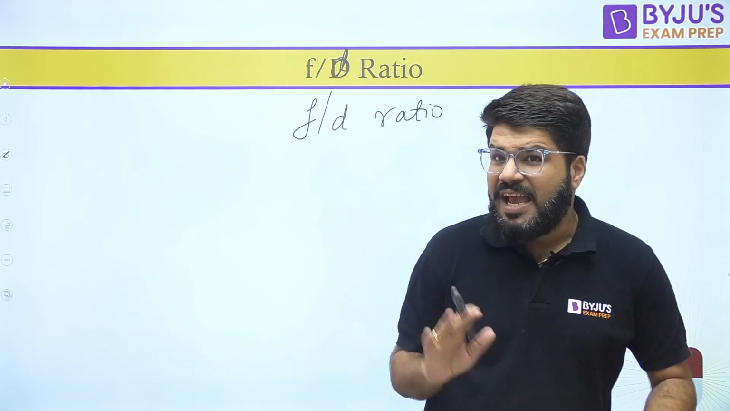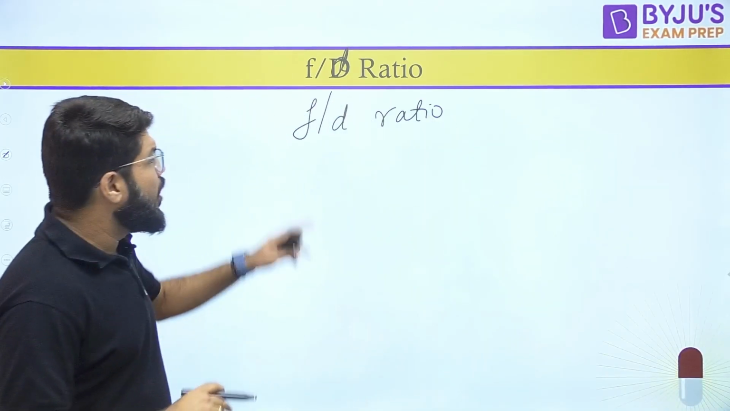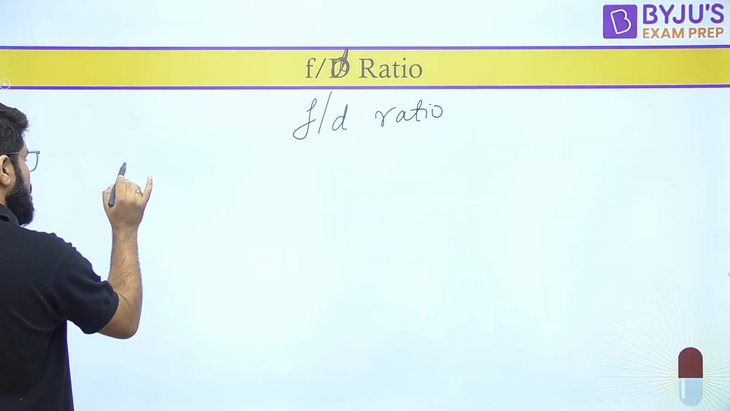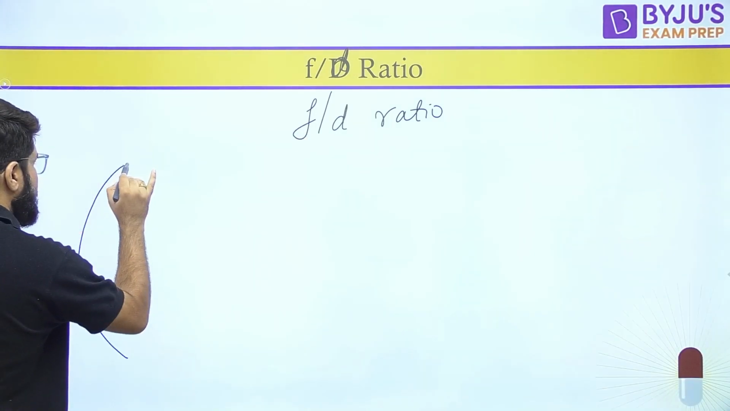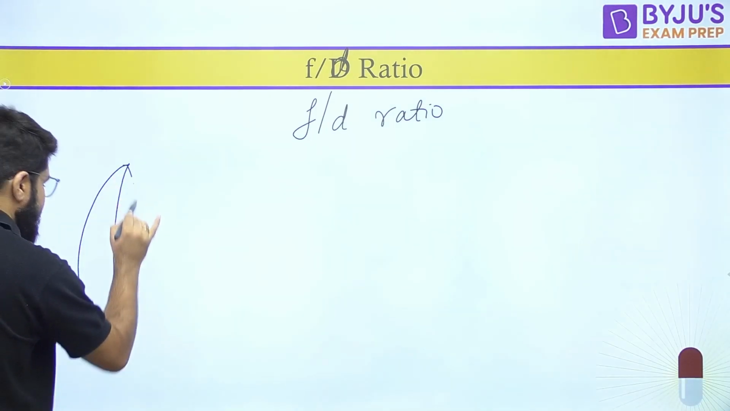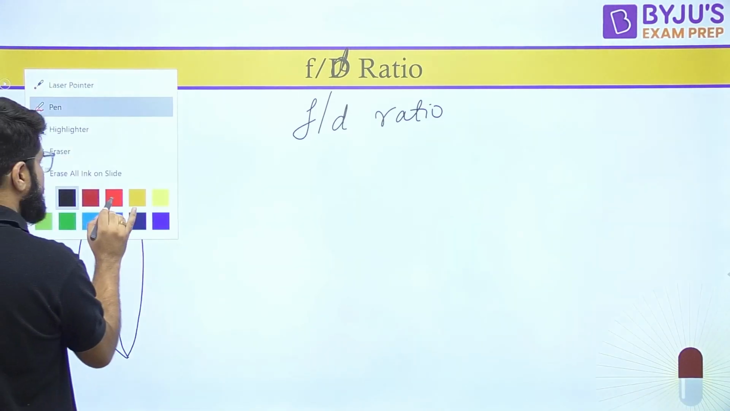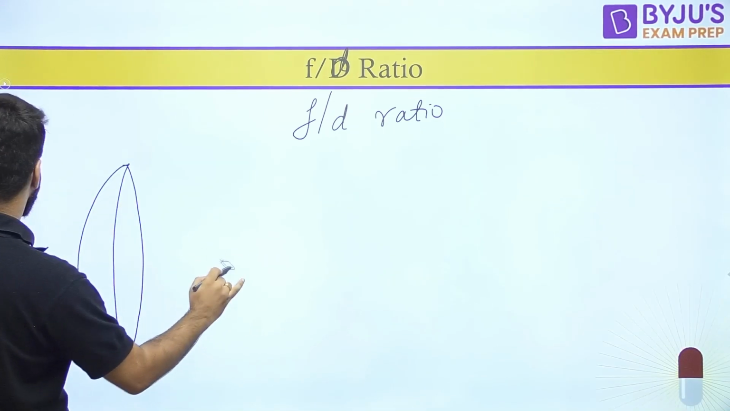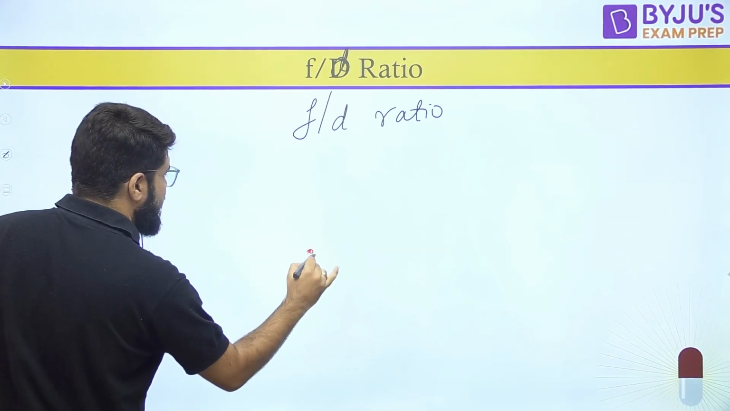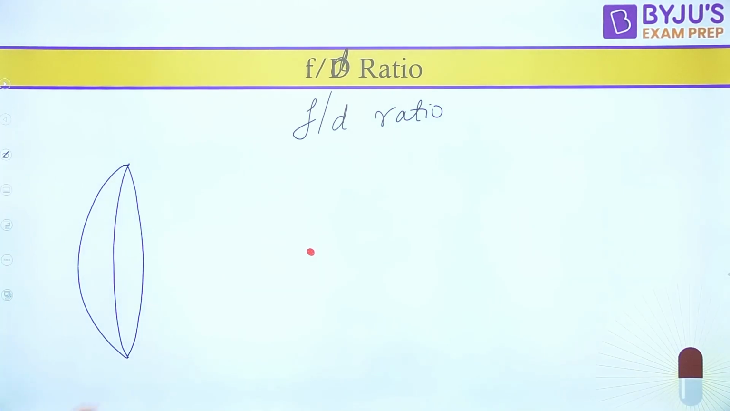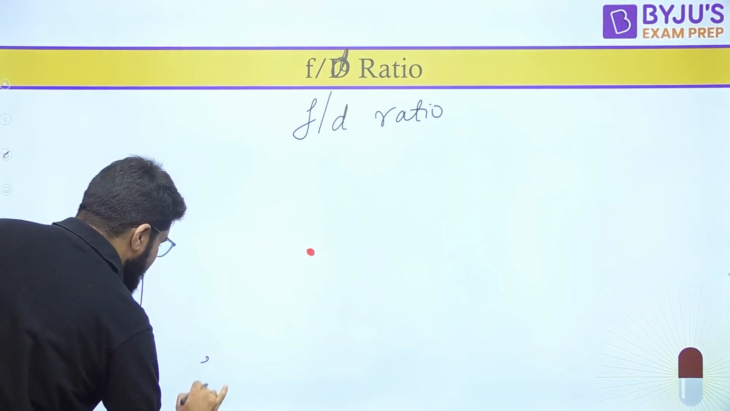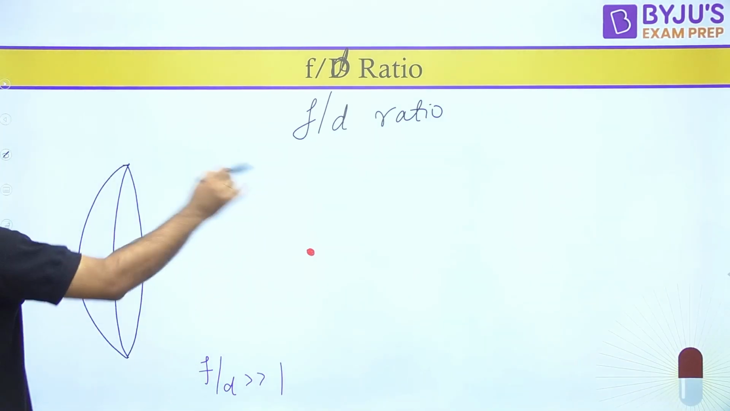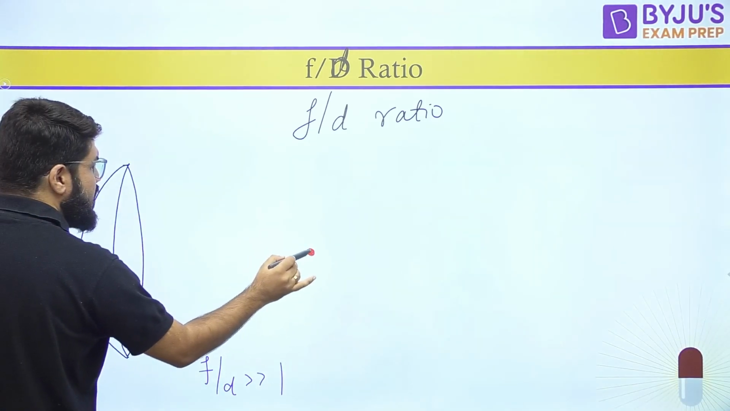Now, what is the role of this F by D ratio? It relates the point where the feed is placed and the total diameter of the dish. So, just understand through these two pictures. Suppose this is your dish, and this is the point where you place the feed, right? You take the feed far away. So case number 1, where the F by D ratio is much greater than 1, it's far away. So then what happens?